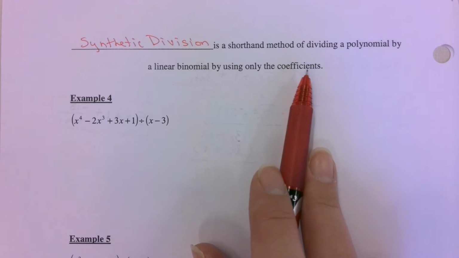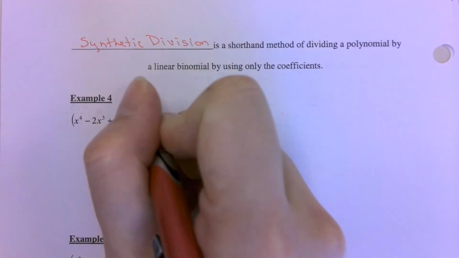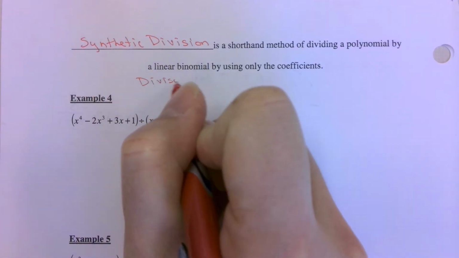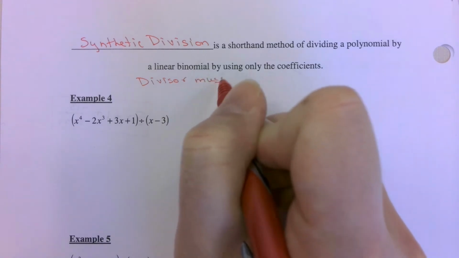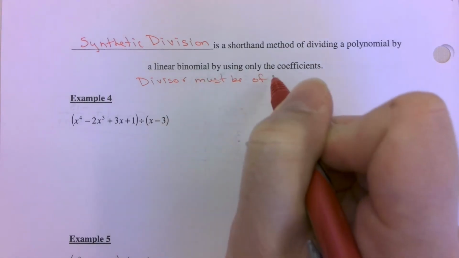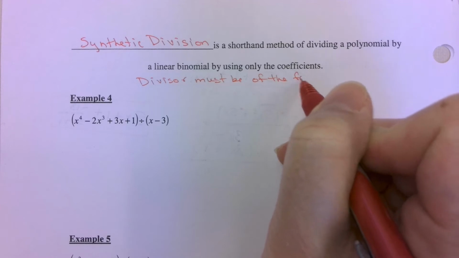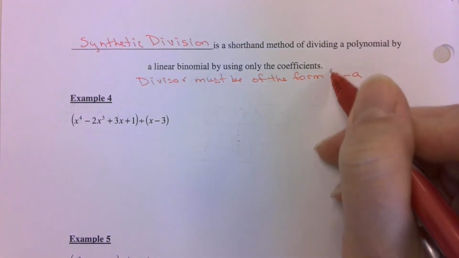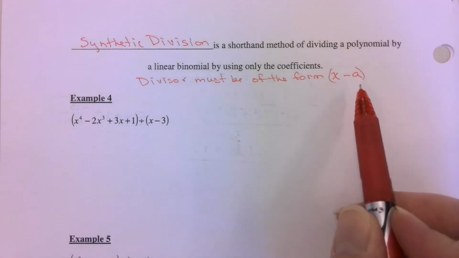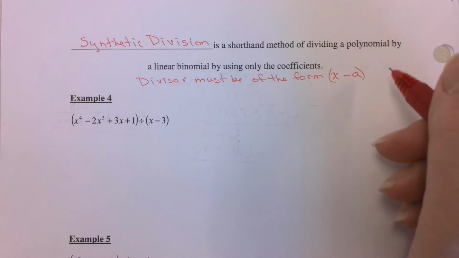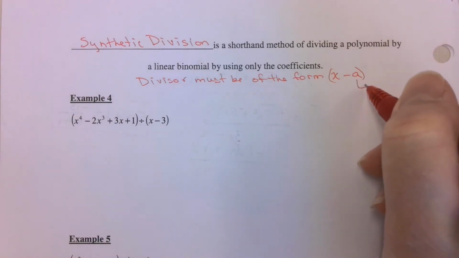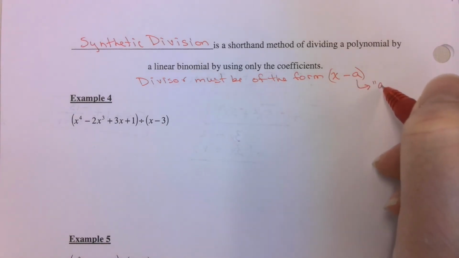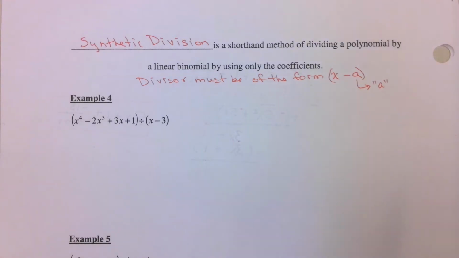Now what you need to remember is the divisor must be of the form x minus a. Notice it's x minus a. Okay, so we have to watch for that. a is what we're going to use to help us divide.